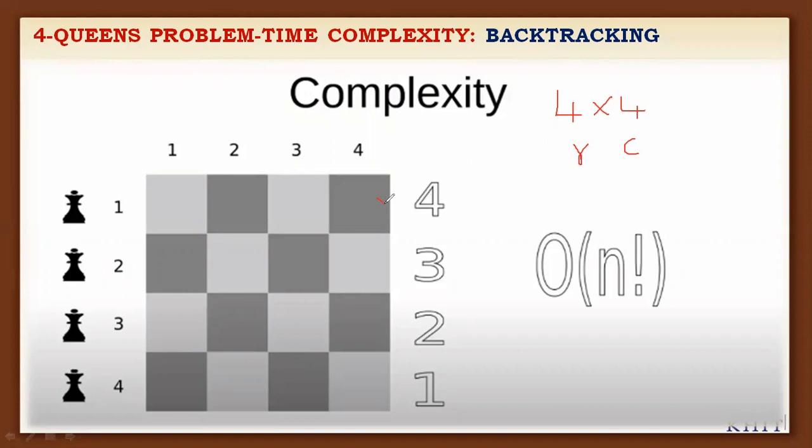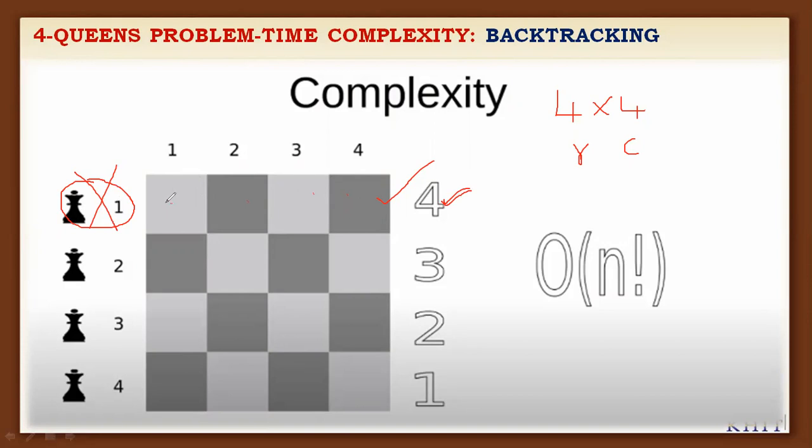So the possible number of ways I can place the first queen is 4. I can place it here, here, here, here. There are 4 possible ways I can place queen 1. Once I place the first queen, it will occupy any one of the rows, any one of the squares.